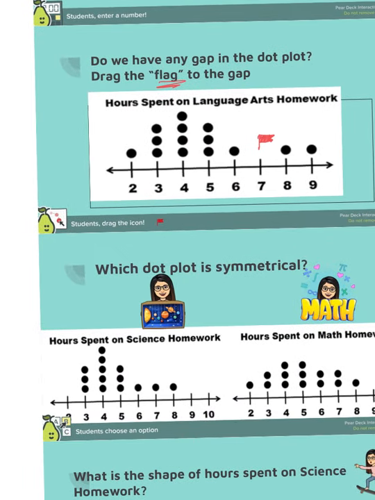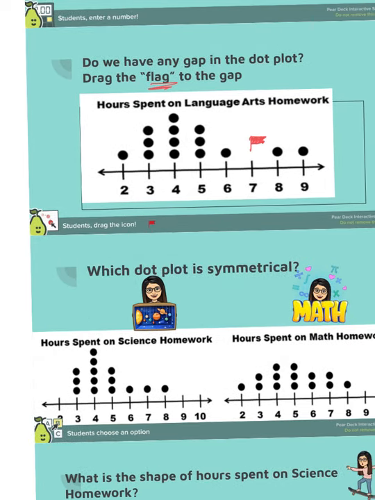Next one, we're going to compare the dot plot of the hours that you spend on science homework and the hours that you spend on math homework, okay? Which dot plot is symmetrical? Pause the video and pick the right one. The correct answer for symmetrical shape is math homework. Symmetrical.